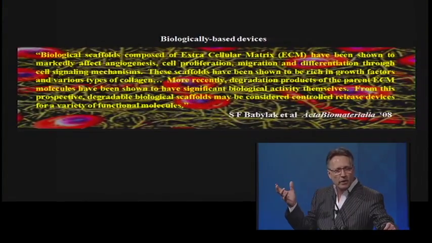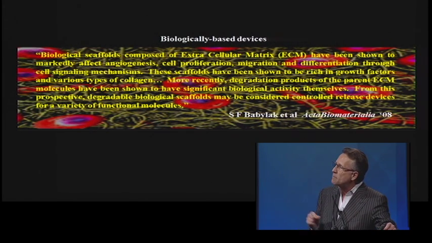In fact, if we look at the state of the art as stated by Stephen Badylak, he's one of the real leaders in tissue engineering scaffolding. He states that biologic scaffolds composed of extracellular matrix have been shown to markedly affect angiogenesis, cell proliferation, migration, differentiation through cell signaling mechanisms. These scaffolds have been shown to be rich in growth factors and various types of collagen. And more recently, degradation products of the parent ECM molecules have been shown to have significant biological activities themselves.